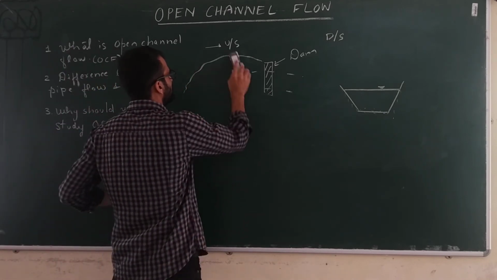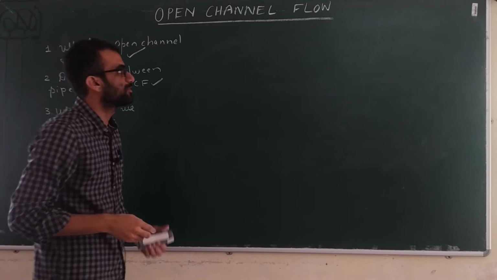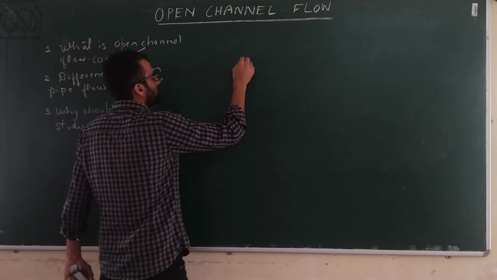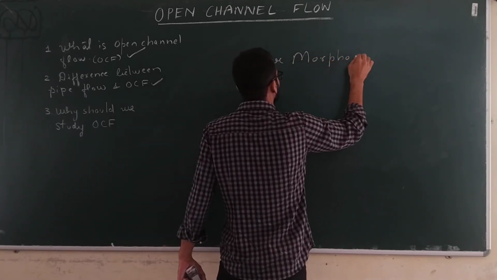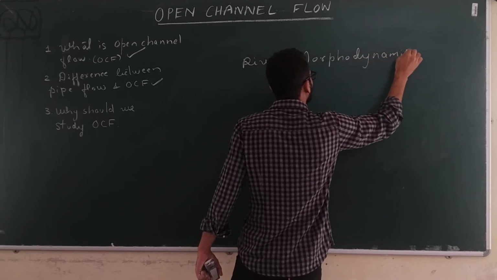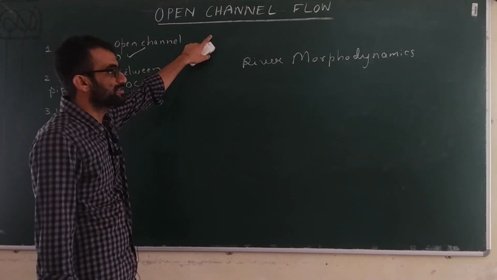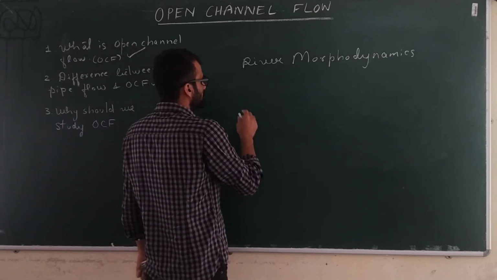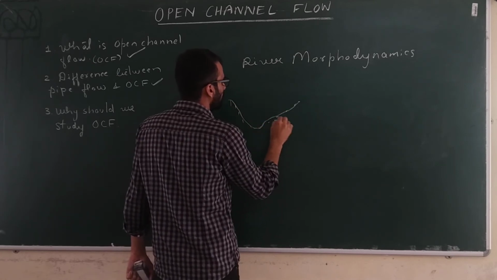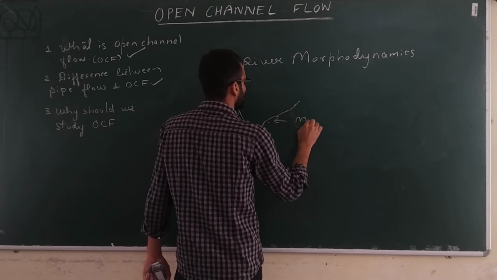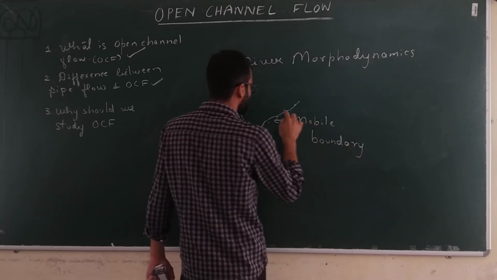Alright. These are some basic examples of areas where you apply open channel flow knowledge. Another area is river hydromorphology or river morphodynamics. This is also one of the complex areas which needs the knowledge of open channel flow. Basically, river morphodynamics means when you have a river, the river cross section is a mobile boundary, because it is made up of sediments.